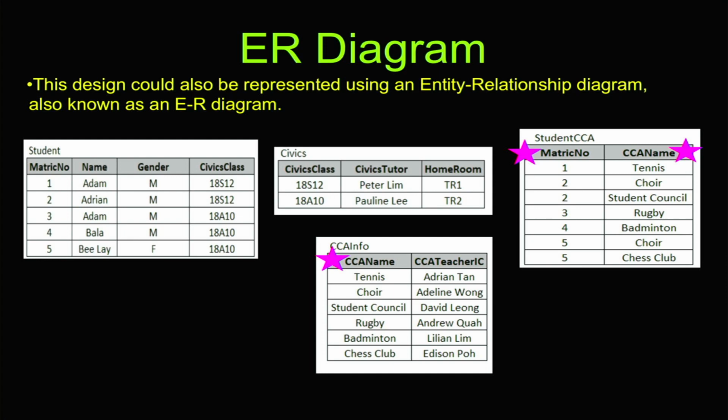Okay, so we have this database that we set up earlier. We have four tables here. We have a student table, we have a civics table, and then let me just highlight some stuff. The student table, and of course we know that our key is the metric number here, and then the civics table, and the key here is our civics class, the primary key I mean, and the CCA info table and the student CCA table. So this is useful. This is the full table.